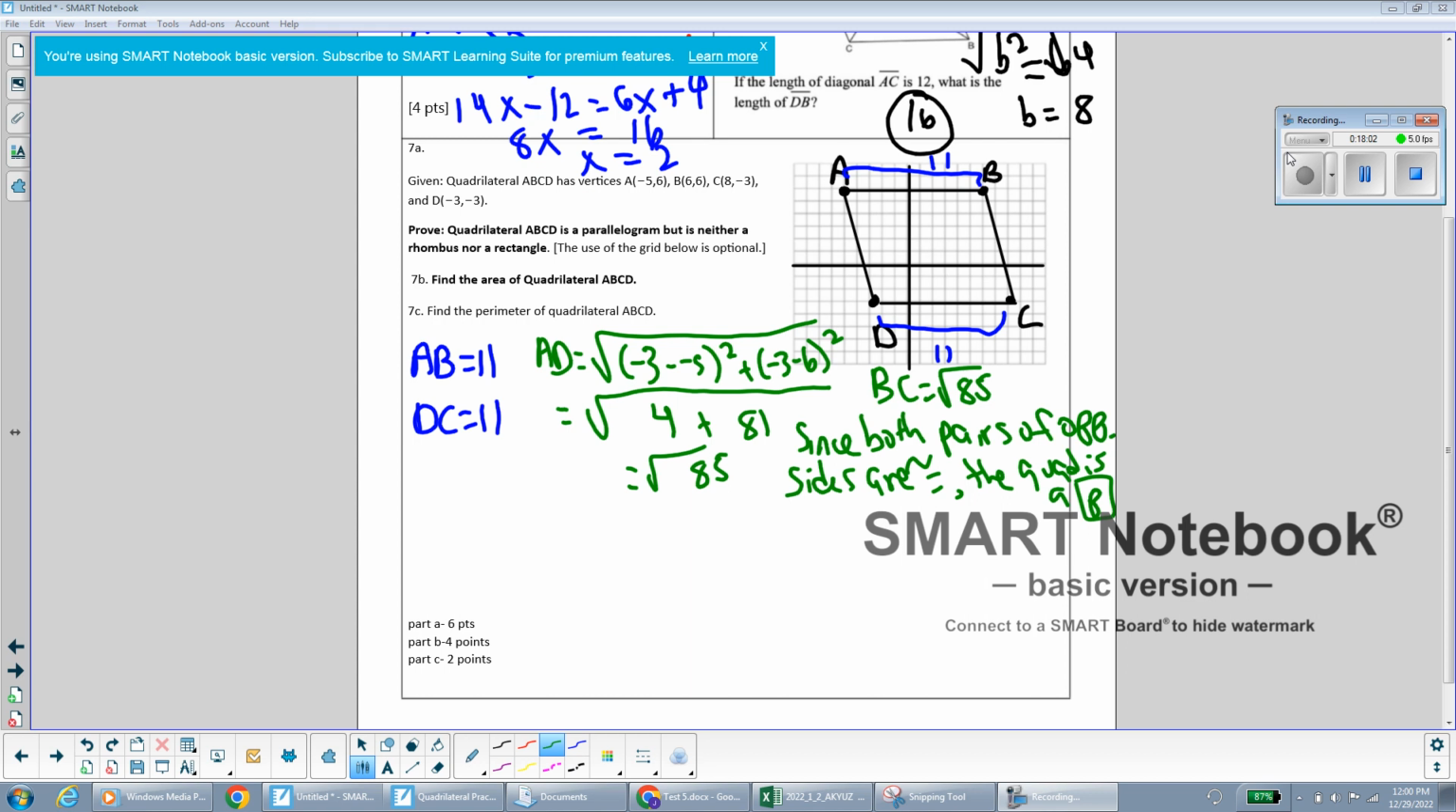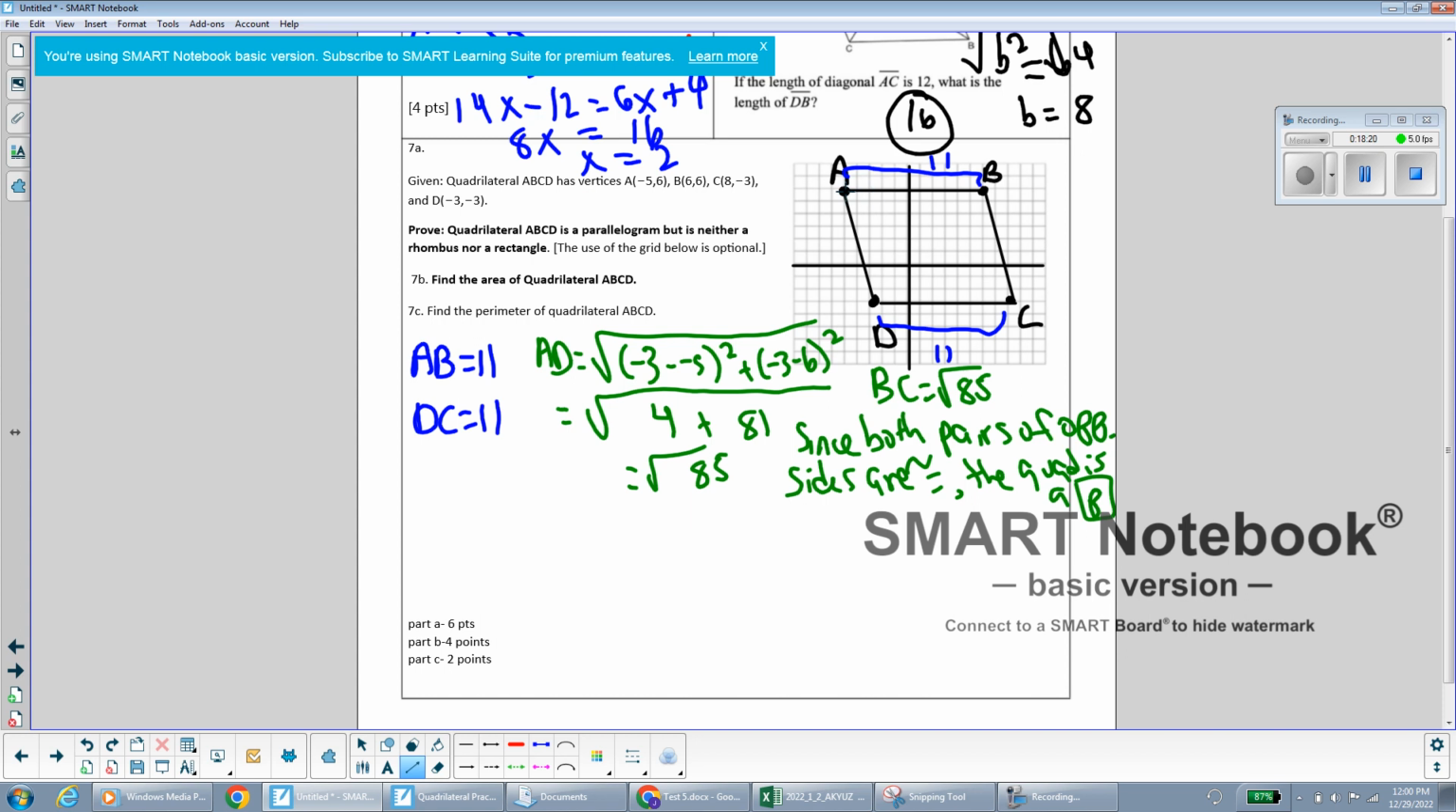Now for part B, in order to find the area of the quadrilateral, the best way to find the area of any polygon on the coordinate grid is to draw a box around the shape and make sure to include all the vertex points in the box.